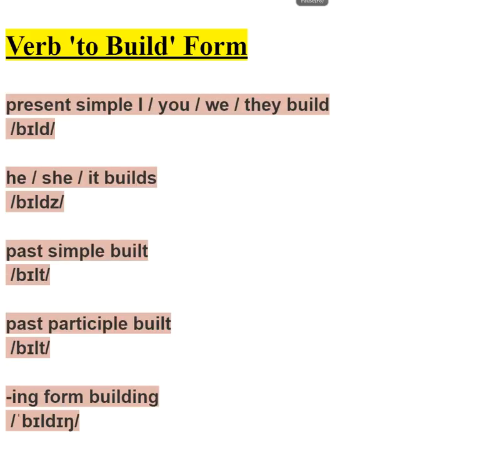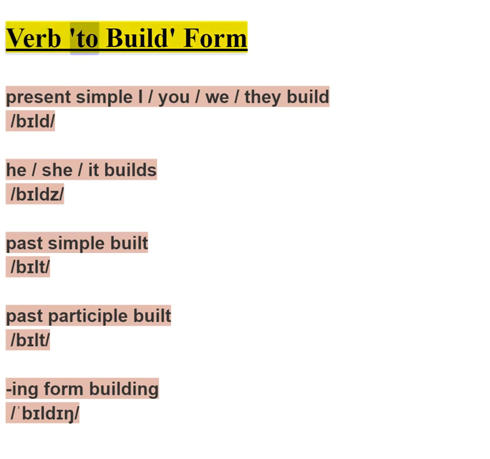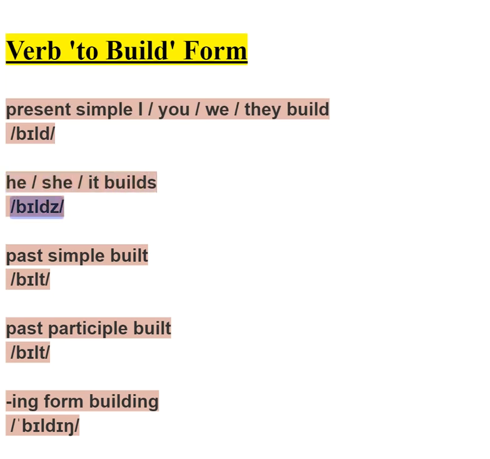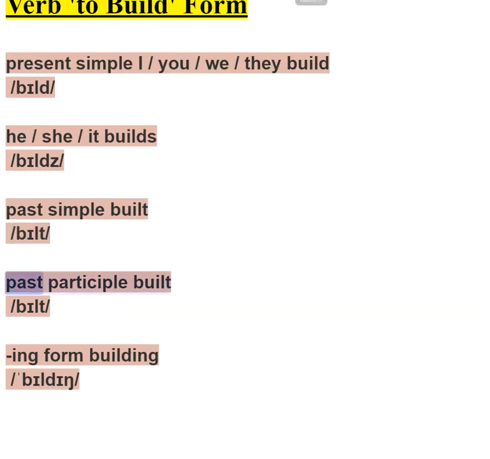Verb to build form. Present simple: I, you, we, they build. He, she, it builds. Past simple: built. Past participle: built. Ing form: building.